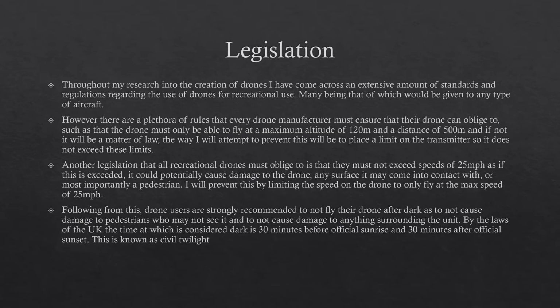By the laws of the UK, the time at which it is considered dark is 30 minutes after official sunset and 30 minutes before official sunrise. This is known as civil twilight. As it is quite difficult to place a restriction on manufacturers to make sure that their drone is not used after midnight or after these times, I believe there will be a possibility to add a timer to the drone so that once the timer elapses, the drone cannot be operated until the timer restarts in the morning.